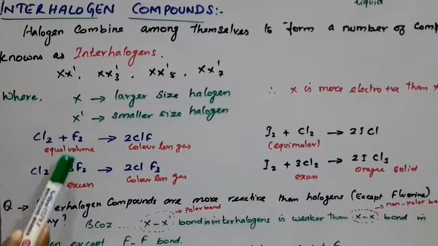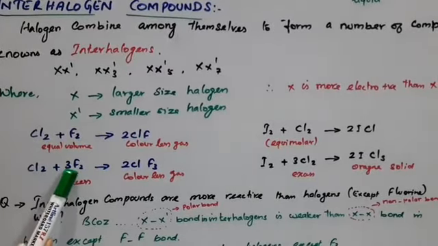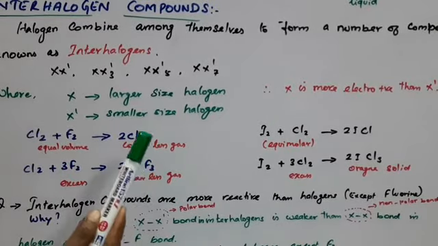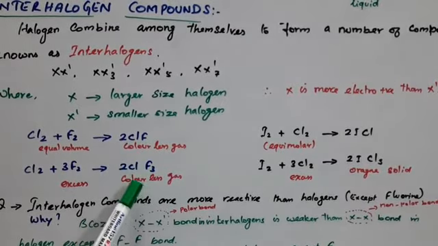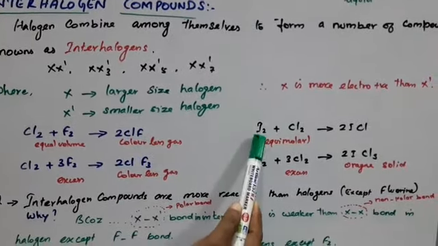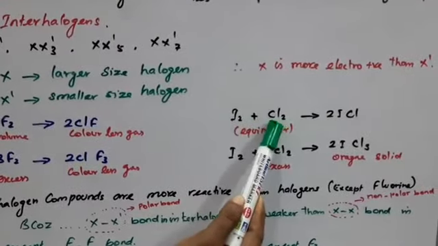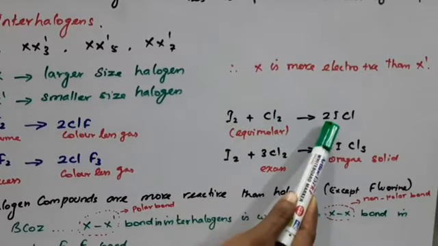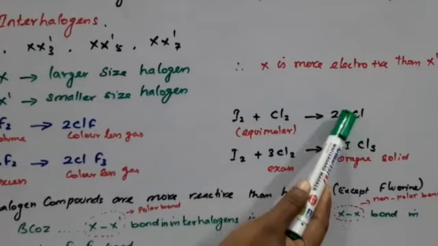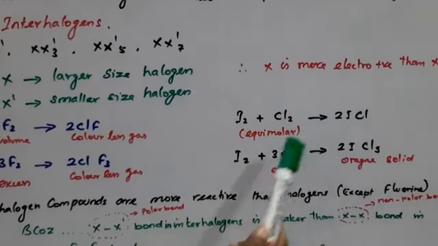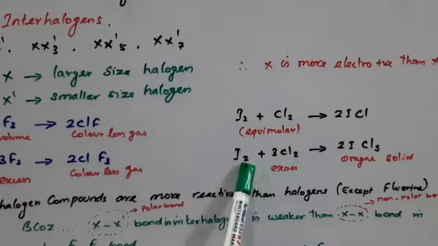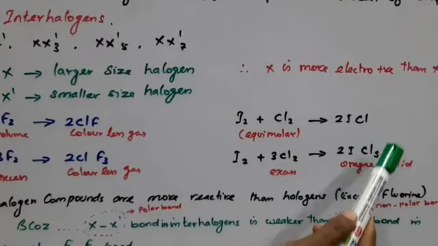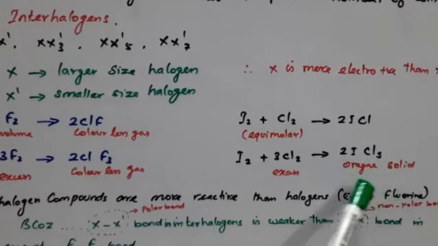Same thing, excess of fluorine, chlorine with fluorine, excess of fluorine gives 2ClF3. We can get XX dash 3 type compounds. The same thing, iodine is a larger size and chlorine is a smaller one. Highly electronegative and highly electropositive. So 2ICl, this is iodine chloride, and it is the equimolar one. With excess of chlorine, ICl3, means XX dash 3 type compound. This is an orange color solid.